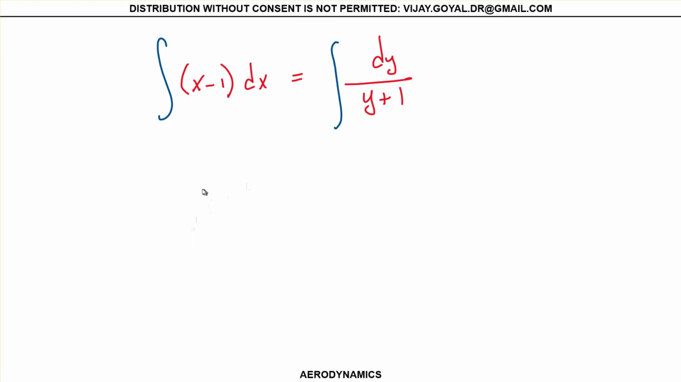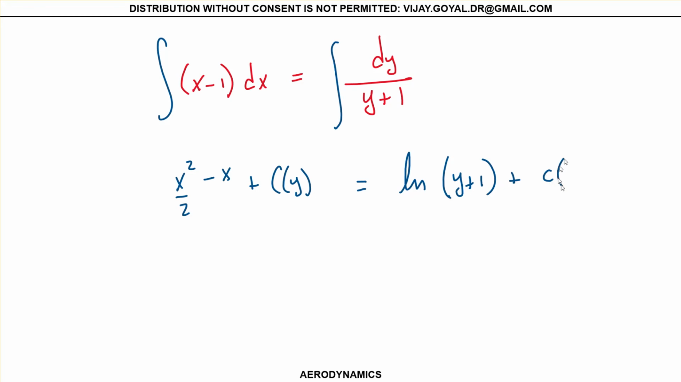Okay. Now I take this equation and I can integrate on both sides as we have been doing. And you find that this side is equal to x squared over 2 minus x, sorry, over 2. This will be a constant in y because you're integrating with respect to x. And this side will be the natural log of y plus 1. This is a constant in x because you're integrating in y.